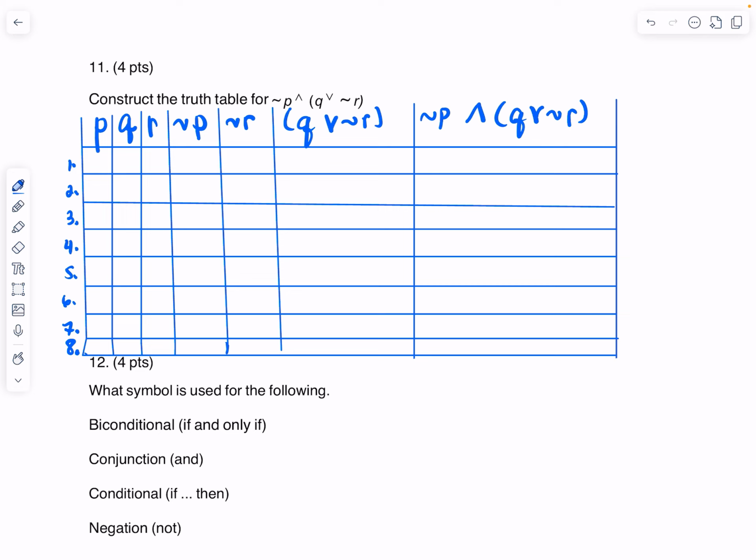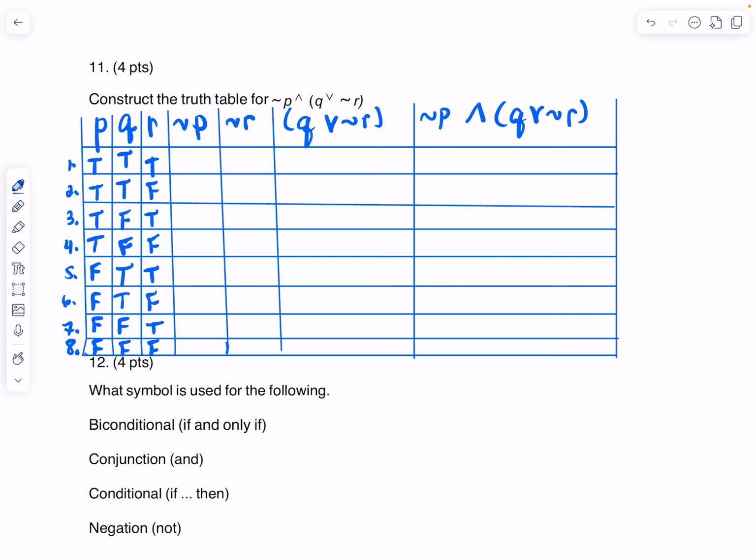Okay, now when you have 8 rows, P is going to be 4 trues and 4 falses. And then Q is going to be true, true, false, false, true, true, false, false. And then R is going to be true, false, true, false, true, false, true, false.